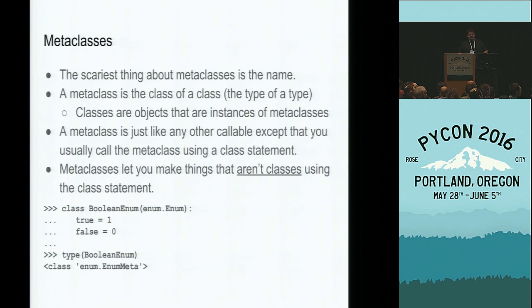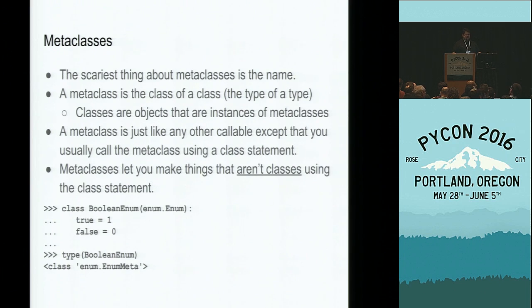Another parallel, only partially compatible, thing about metaclasses: they're just callables. A metaclass is what gets called when you write a class. The class syntax, the class block, is just syntactic sugar for calling a metaclass. So metaclasses let you make things that are not classes using the class statement. If you've used Django and made a model, a Django model is not a class, even though it looked like a class when you made it.